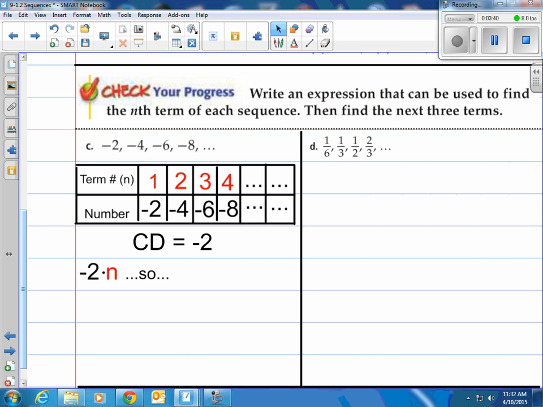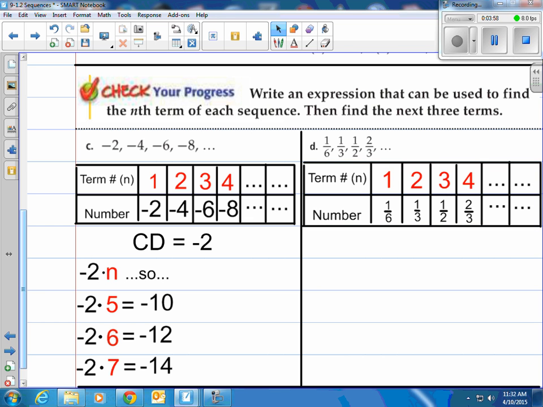So if you take common difference and multiply it by its term number, you should get the next one in the list. So if we do that, you can see that the next 3 terms, for term numbers 5, 6, and 7, are going to be -10, -12, and -14. How about D? These are fractions. That doesn't make it any harder. The first term is 1/6, the second term is 1/3, and all they're doing is adding 1/6, I noticed. So that is our common difference.